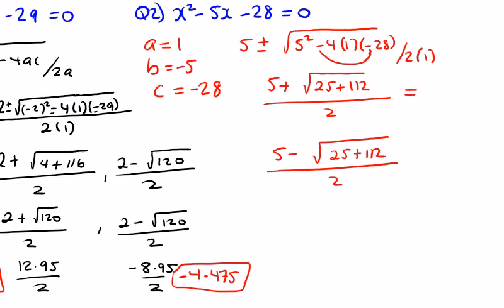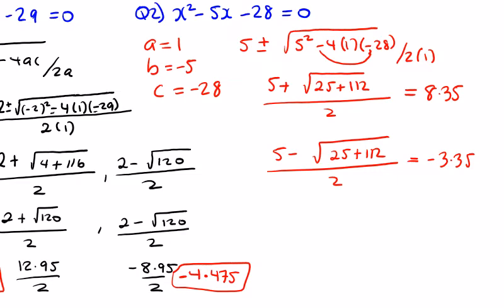So we just use our calculator to get these answers. Make sure not to divide first. 5 plus root of 25 plus 112. You can type that into a calculator. You don't have to simplify it to 137. Your calculator will do that work for you. Press equals before dividing by 2. So the two solutions that you should have got here are 8.35, correct to 2 decimal places, and minus 3.35.